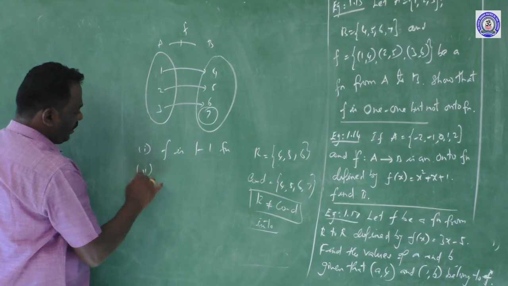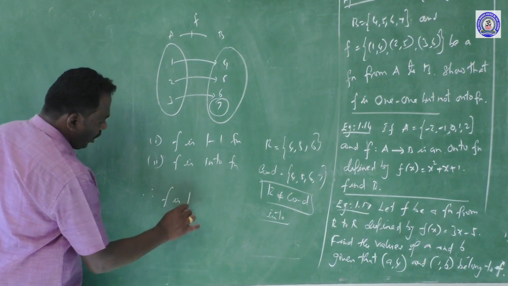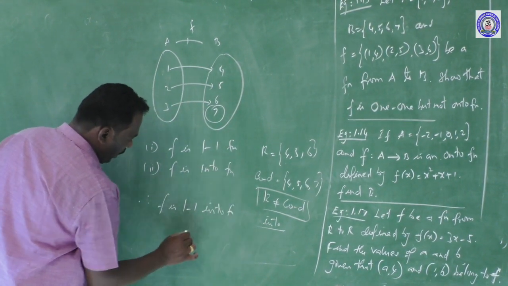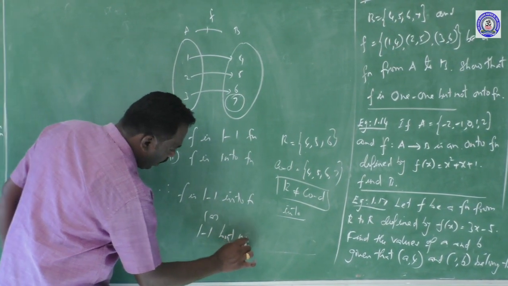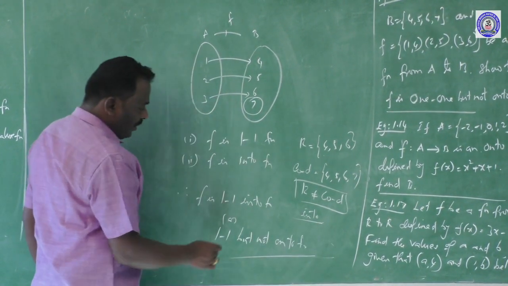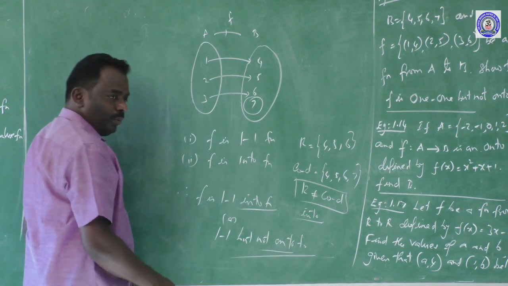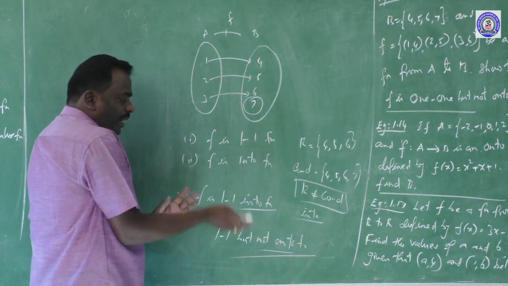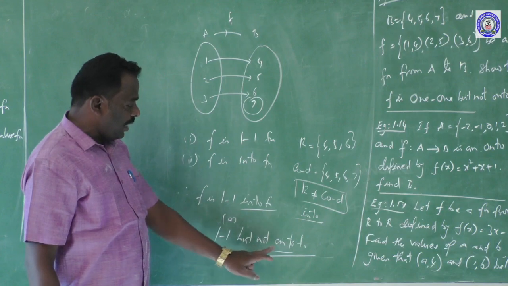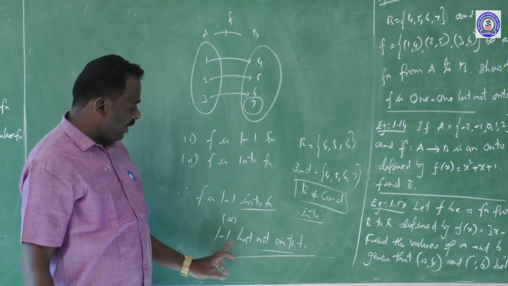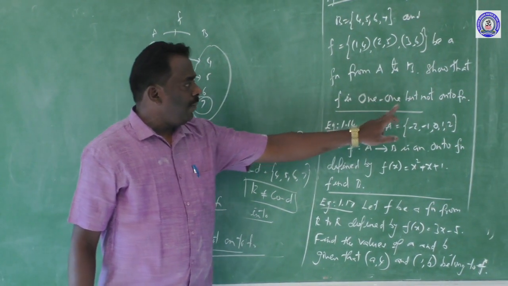Therefore, f is a one-to-one into function, or we can say f is one-to-one but not onto. If it is into, it is not onto. If it is onto, it is not into. Therefore, f is a one-to-one function, but not an onto function, which is what we wanted to prove.